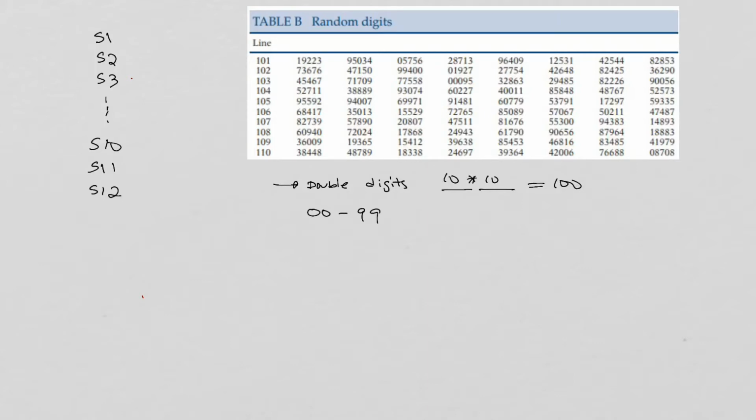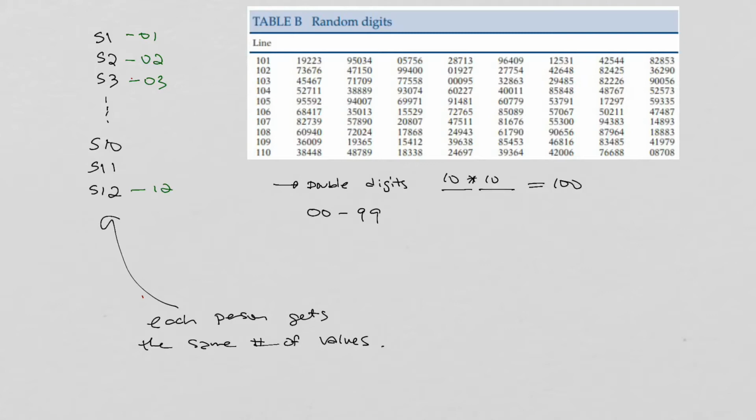In order for this to be a fair sample, we want to make sure that each person gets the same number of values. Since we have double digits, there's a pretty easy way we could do it just like we did last time. Student 1 could get 01, student 2 could get 02, 03, and all the way down to student 12, who could get the double digit 12. But there's a problem with this, so let's pick another number line at random. How about line 105, where we're given these numbers.